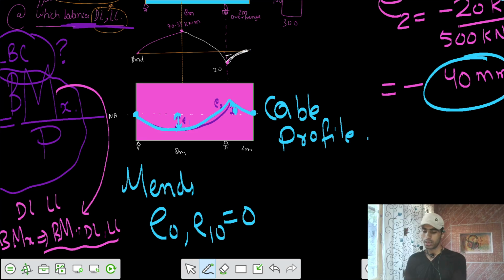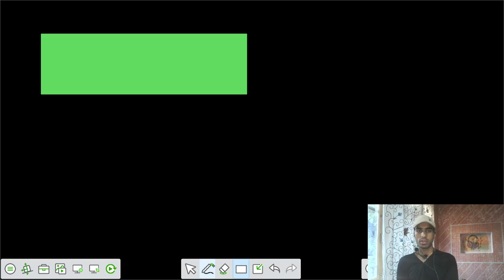Okay, let's take one more final problem related to that transfer stage. Let's go. So we have a simply supported beam, 15 meters. And the cable is parabolic.